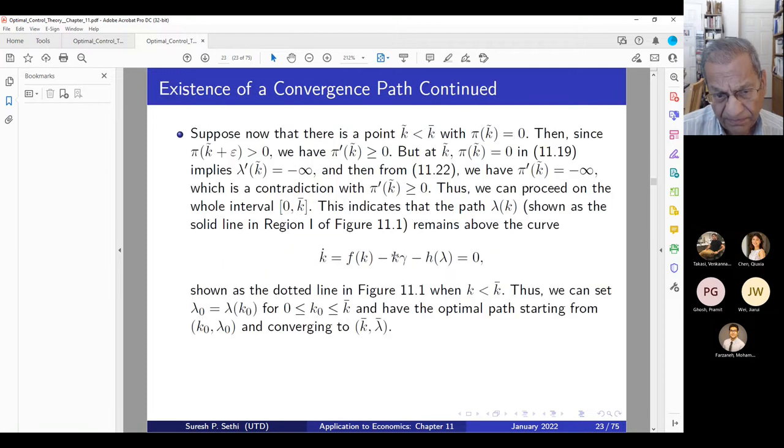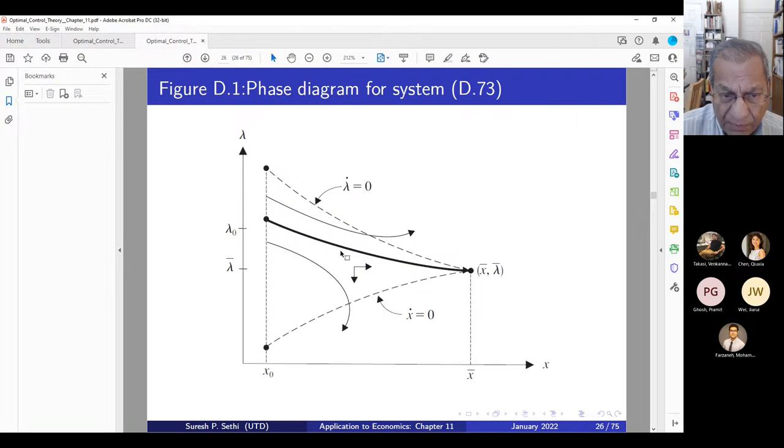It's written here somehow. Suppose now there's a k tilde such that pi of k tilde equals 0, and then since pi of k tilde plus epsilon is bigger than 0, as before, we have this quantity bigger than 0, but at k bar this is 0, and that implies lambda prime of k tilde is minus infinity. And then in the end, you will show that pi prime of k tilde is bigger than 0, and it cannot be minus infinity, and so there's a contradiction. So basically, it's the same argument that these guys proved in this theorem, the global point theorem, that if you come here, you just go this way.